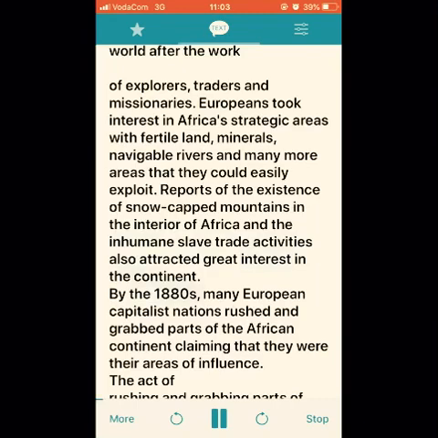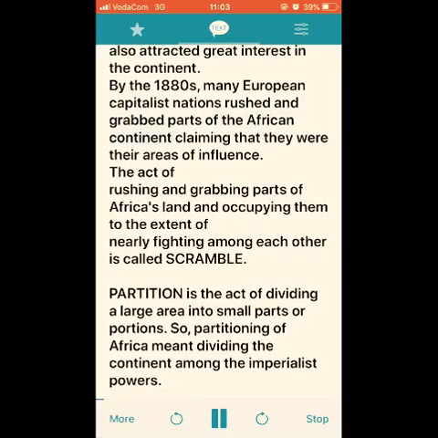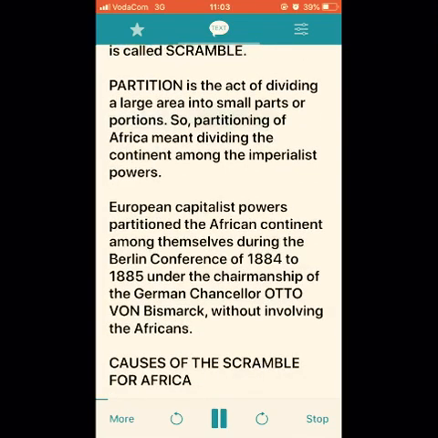By the 1880s, many European capitalist nations rushed and grabbed parts of the African continent claiming that they were their areas of influence. The act of rushing and grabbing parts of Africa's land and occupying them to the extent of nearly fighting among each other is called scramble. Partition is the act of dividing a large area into small parts or portions. So, partitioning of Africa meant dividing the continent among the imperialist powers.